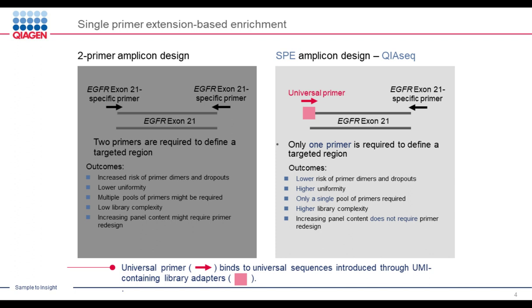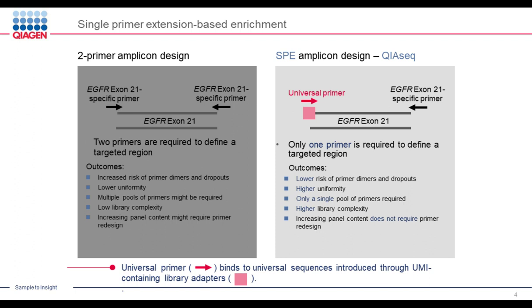So the solution to this kind of issue is the single primer extension approach that we've incorporated into the QIAseq solution, or SPE. With single primer extension, it still is an amplicon-based approach. However, when you are trying to define your regions of interest, you don't need two primers to define a region of interest anymore. All you need is just one region-specific primer.